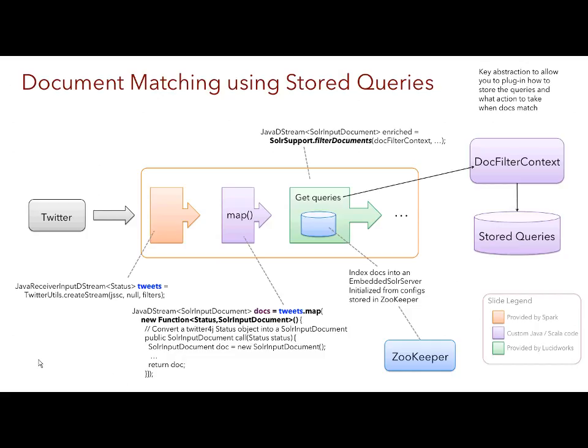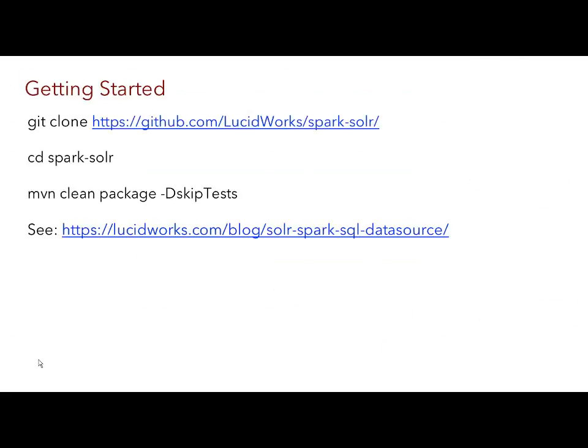Okay, so to get started, I'll point you to this GitHub address. You could probably just search Google for Spark Solr, and this will come up. It's a public open source project maintained by me and some of my other colleagues here at Lucidworks. You just build it, and then I recently did a blog that'll help you get started working with Spark SQL. Solr is a Spark SQL DataSource. Following that blog along is probably the best way to get started looking at the code.